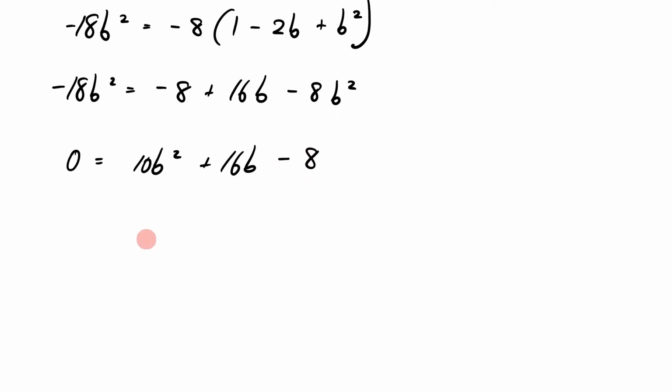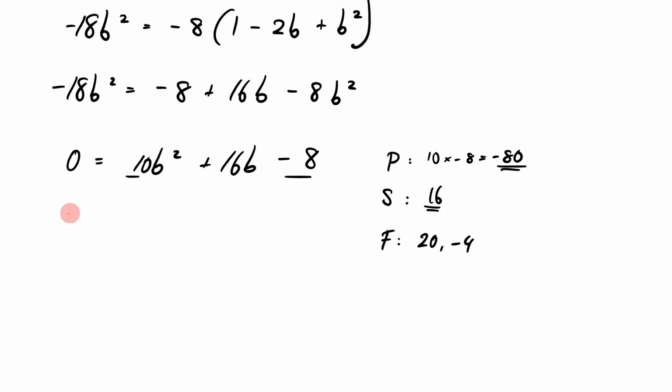Oh boy. All right, now that we've done that, I need to factorize this, PSF. Remember, if you've got a coefficient in front of your squared term, you need to multiply it with the final term. So 10 times negative 8 will be negative 80. With 16, two numbers that I can multiply to get negative 80 and add to get 16. That's going to be 20 and negative 4. So that means I can now write this as 10b squared, oh boy, plus 20b minus 4b minus 8. Ugh. Then we keep on going, people.